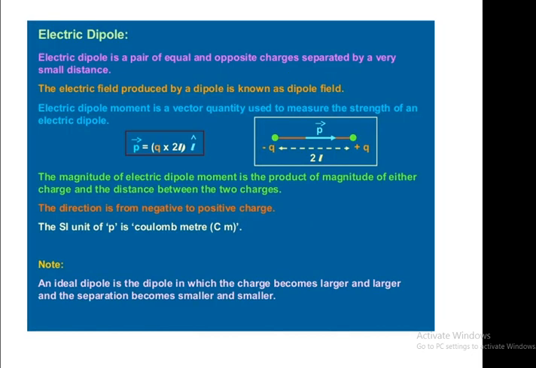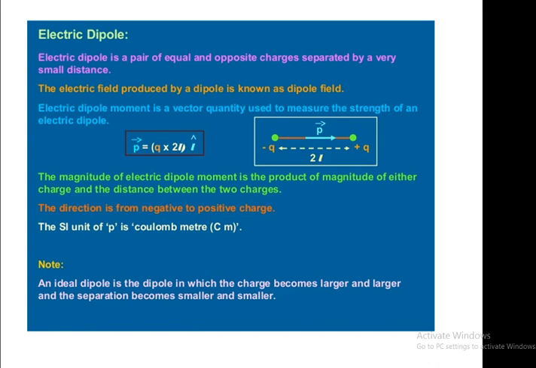Coming to the next concept, that's about the electric dipole. Now what is this electric dipole? Electric dipole is a system of two charges. System of two charges means a positive charge and a negative charge, equal and opposite, separated by a very small distance.